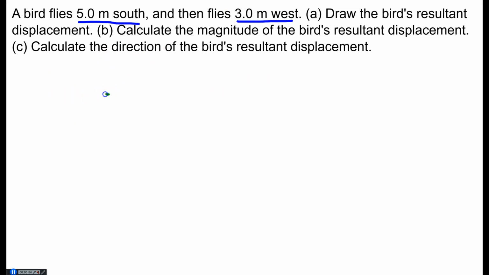Here's the westward displacement. That's a delta x. I know it's a delta because it's the change in x location. And then there's a y-axis displacement, delta y. Delta x is 3 meters. Delta y is 5 meters.